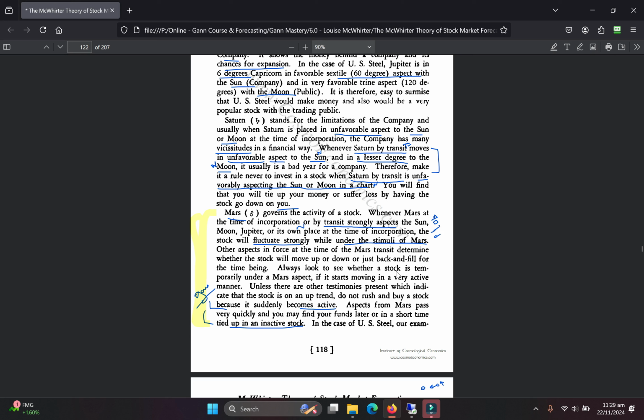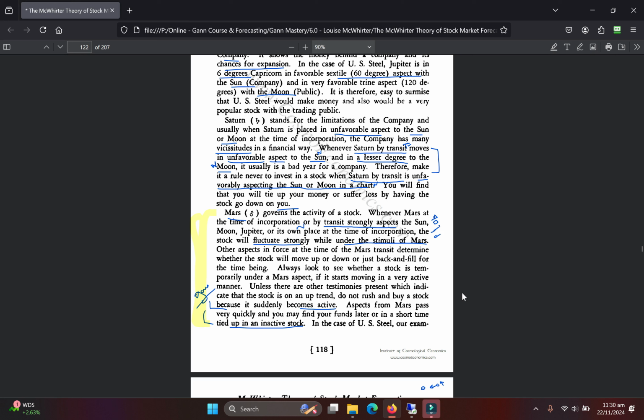Always look to see whether the stock is temporarily under the aspect of Mars. If it starts moving in a very active manner, unless there are other testimonies present which indicate that the stock is in an uptrend, do not rush to buy stock because it suddenly becomes active. Aspects from Mars pass very quickly and you may find yourself, in a short time, tied up in an inactive stock.